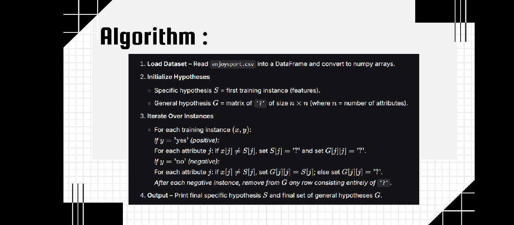Whenever a positive example comes, we make S more general so that it includes that example. Whenever a negative example comes, we make G more specific so that it excludes that example. Slowly, the algorithm reduces the hypothesis space until only the consistent rules remain.